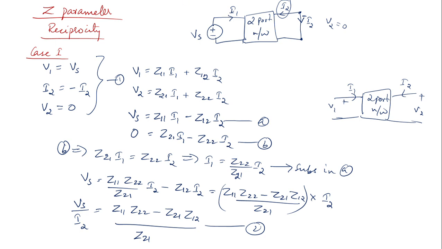What you have to find here: you found out Vs by I2, that is, if you gave Vs over here, you should take the other current, I2. So now if you give Vs at the second port, you should find out I1. So you have to find out Vs by I1. You can just redraw the figure.